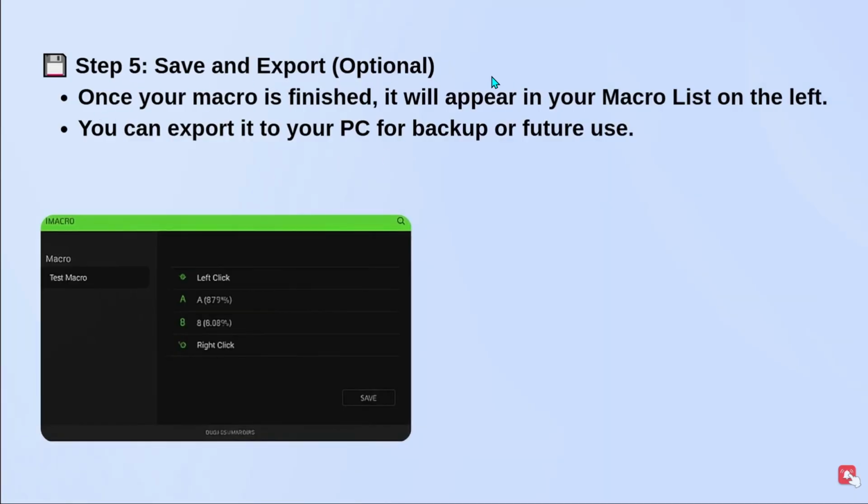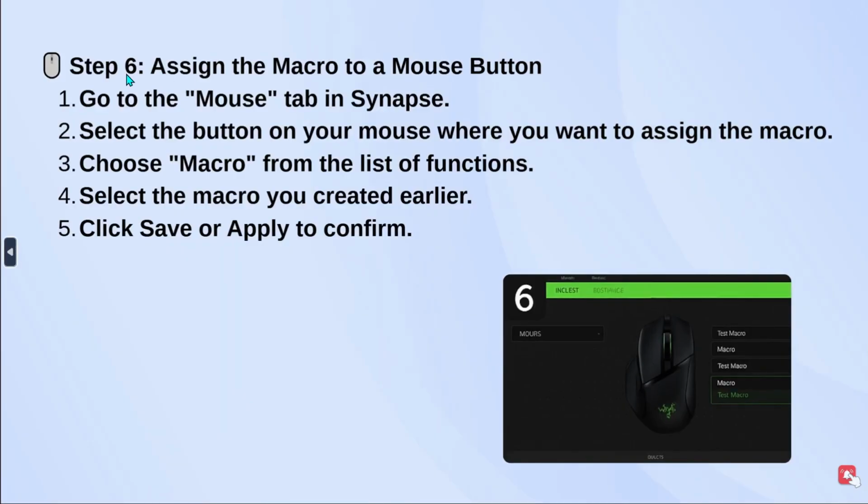Once your macro looks good, it'll be saved in your macro list. You can also export it to your computer if you want a backup. To assign the macro to a button, go to the mouse section in Synapse. Click the button on the image of your mouse that you want to use. Then choose macro from the options. Pick the macro you just made and hit save or apply.